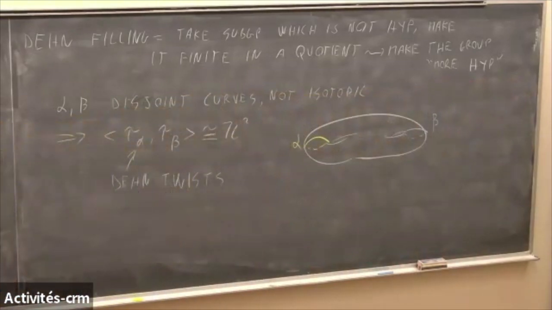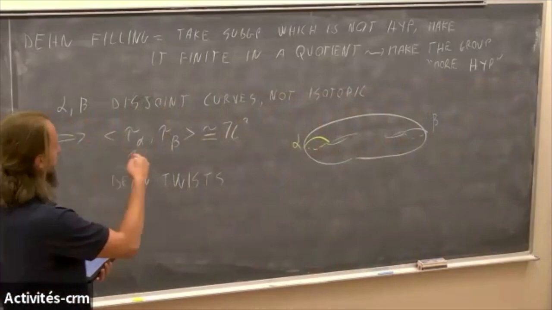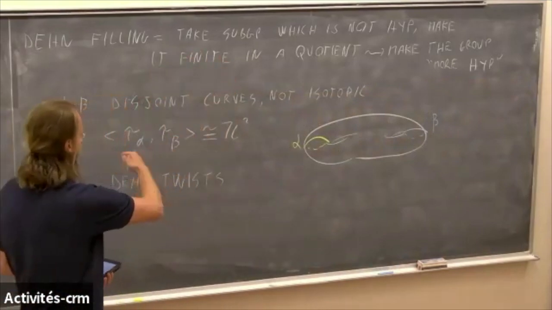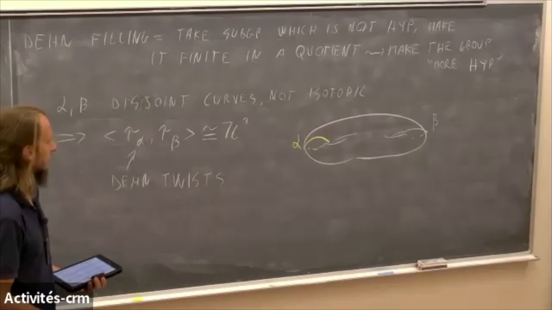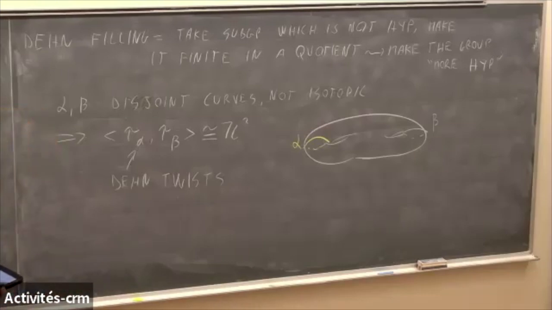All right. So, in keeping with this philosophy, you would like to make the Dehn twists finite order in a quotient. That's not quite the whole story. You should be aware that you cannot expect to already find a hyperbolic group there in this way, because there's lots of other product subgroups in the mapping class group.